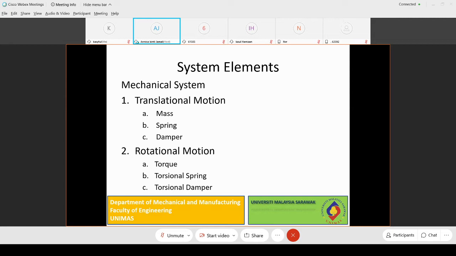Each of these has three main elements. For translational motion: mass, a spring, and a damper. For rotational motion: torque, torsional spring, and torsional damper. Let's have a look at the elements one by one.